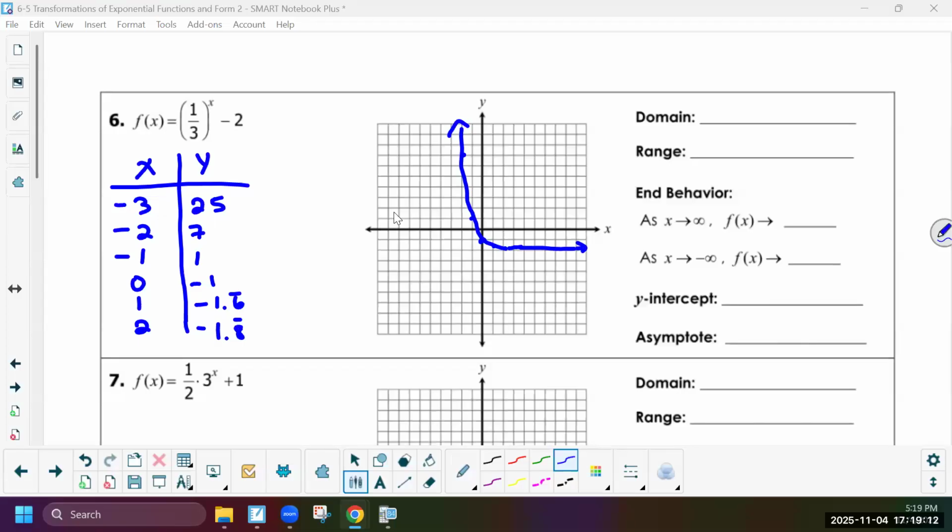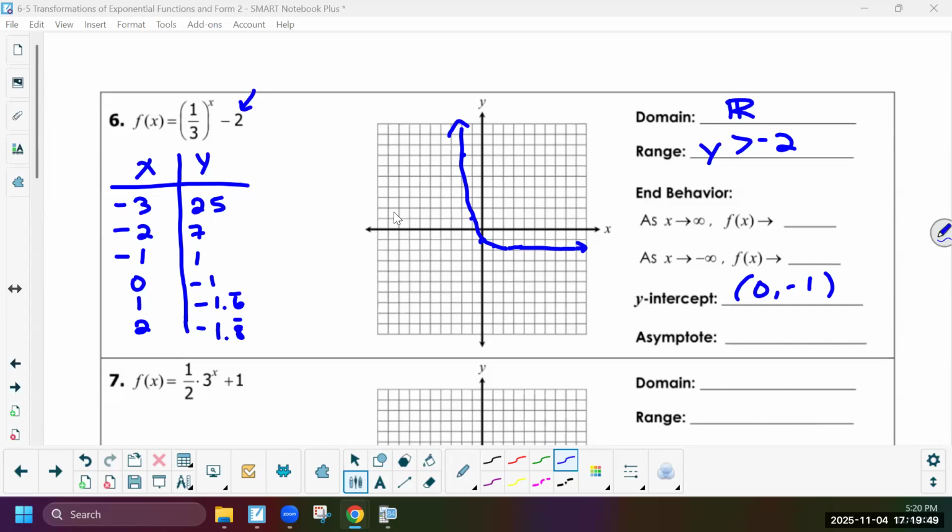Okay, so remember in our original parent function, the y-intercept was 0, 1, and this has been shifted down, and that's why the y-intercept is now sitting at 0, -1. So I'm going to go ahead and add that in there. Domain, same thing, going to the left and right forever, so it's all real numbers. And our range is going to be all the y's that are greater than our asymptote, which is -2. And look at this -2 over here. Our vertical shift is a part of that.